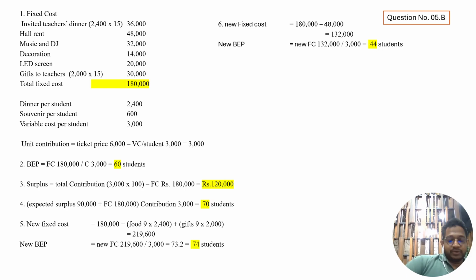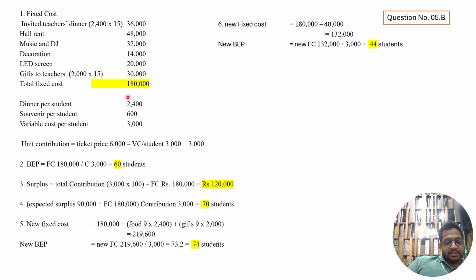Right? So first of all, you have to find out the fixed cost and the variable cost. So here the invited teachers' dinner, 2,400, should be calculated only for 15 teachers, and for the gifts as well. Because they invited 24 teachers, but 15 is the only number that confirmed, right? And the hall rental, sound system, decoration, LED screen, all those cases fall under fixed cost. Then your total fixed cost is 180,000.